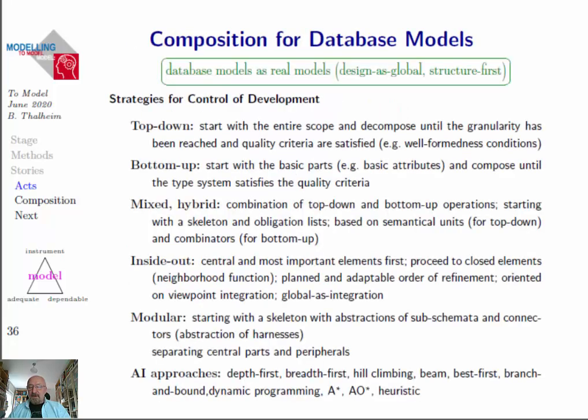Okay, then we have, for instance, for database models, a number of strategies for control of development. We have top-down strategies, we have bottom-up strategies, we have mixed, we have inside-out and modular techniques. We can also use AI approaches. Top-down starts from the top, from the center, from the most general element, and decomposes it so that we have a way to express our elements of the model in a proper form.